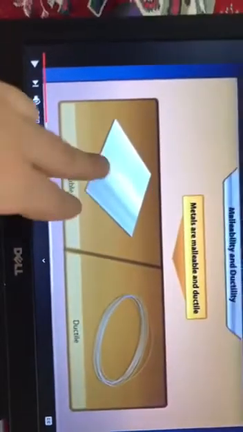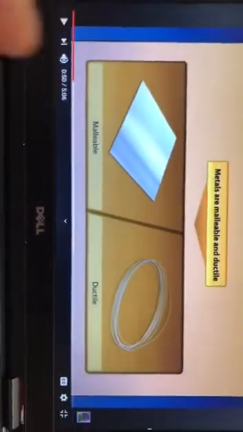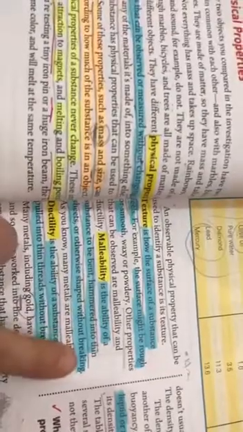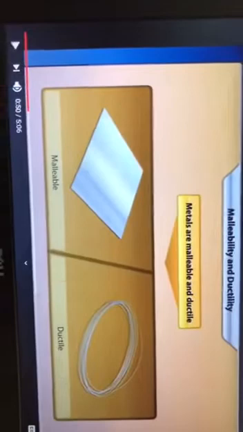This side is malleability, and this one is ductility. So malleability, if we go back to the definition, is the ability of a substance to be bent, hammered into thin sheets, or otherwise shaped without breaking. So if I can make it into some shape, like a sheet, I can call it malleability.